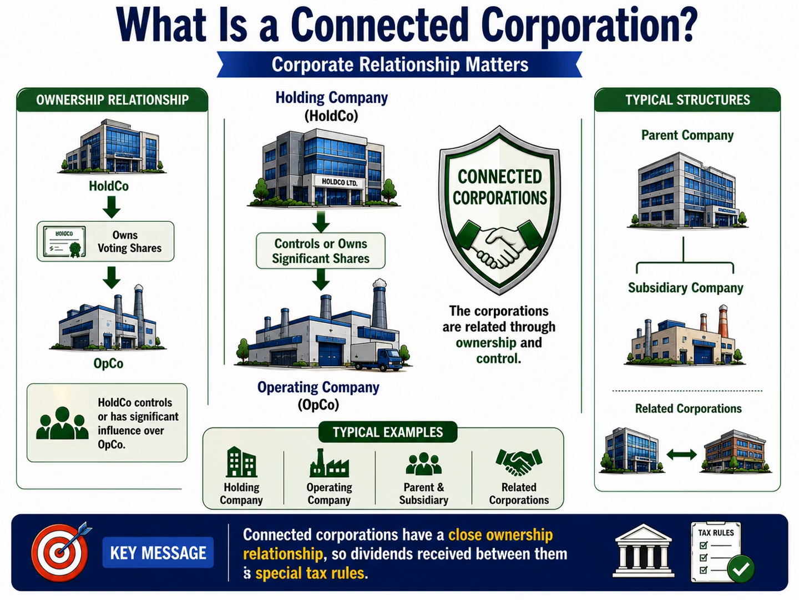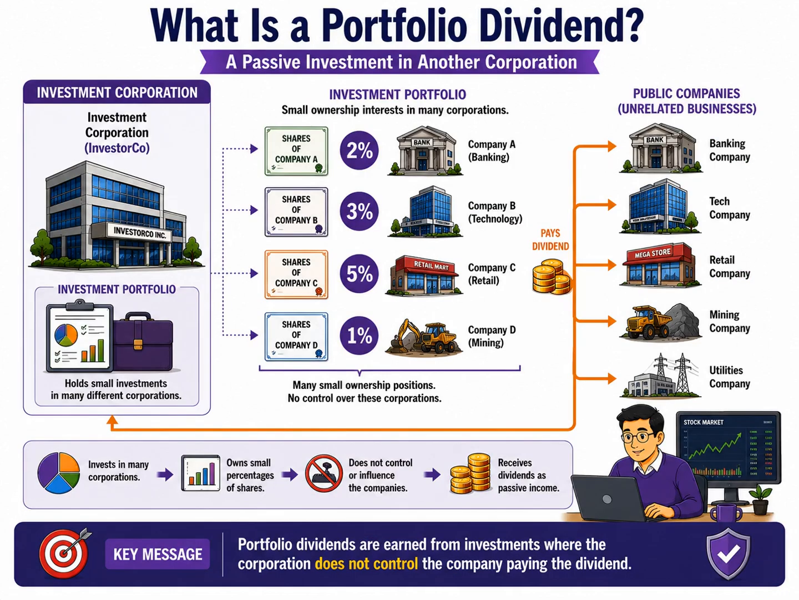In the next slide, we'll compare this with the second category, portfolio dividends, where a corporation simply owns small investments in unrelated companies. Understanding the difference between these two types of dividend income is the foundation for learning Part 4 tax, refundable tax accounts, and the rest of Canada's corporate dividend taxation system. Now let's look at the second category of corporate dividend income, portfolio dividends.